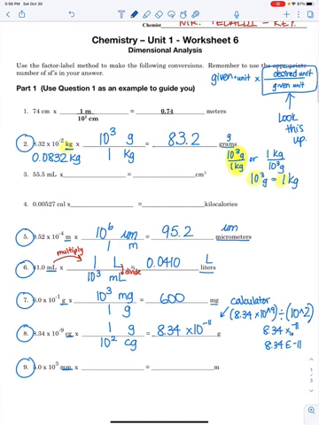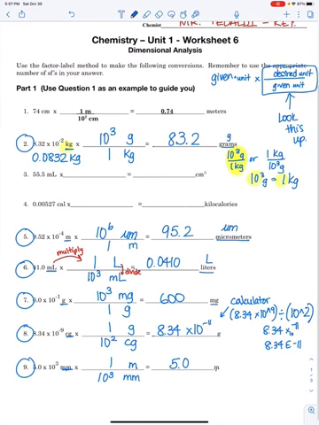And then finally, the last one, if I start with millimeter, that goes on the bottom. Looks like I want meter, that goes on top. 10 to the third millimeters is 1 meter if I look it up on the conversion sheet. If I do this math, I end up with just 5 meters.